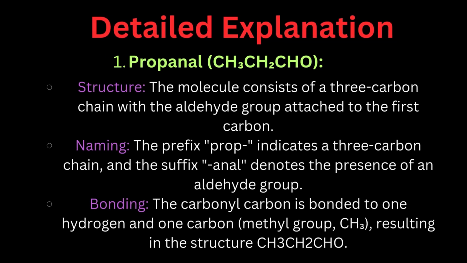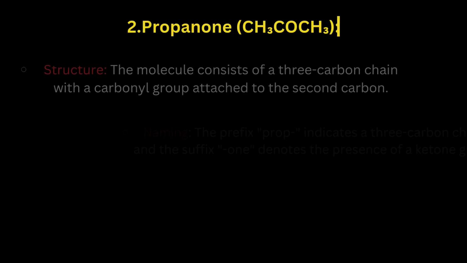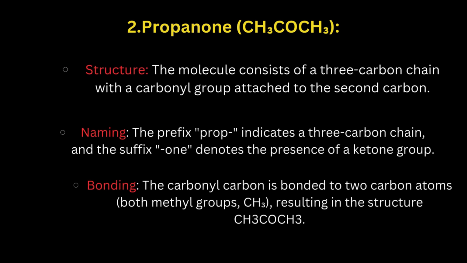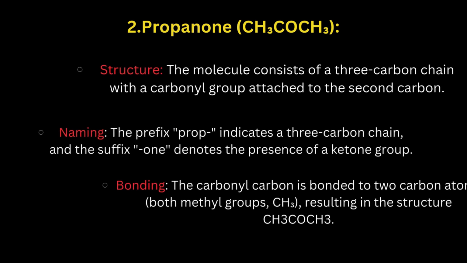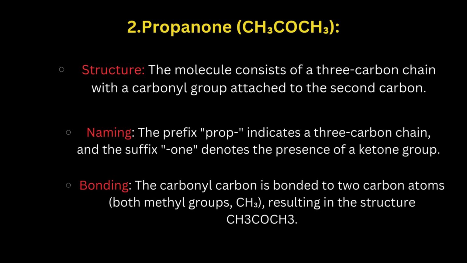CH3CH2CHO, structure. The molecule consists of a 3-carbon chain with the aldehyde group attached to the first carbon. Naming. The prefix, prop, indicates a 3-carbon chain, and the suffix, al, denotes the presence of an aldehyde group. Bonding. The carbonyl carbon is bonded to one hydrogen and one carbon, resulting in the structure CH3CH2CHO. Propanone, CH3COCH3. Structure. The molecule consists of a 3-carbon chain with a carbonyl group attached to the second carbon. Naming.